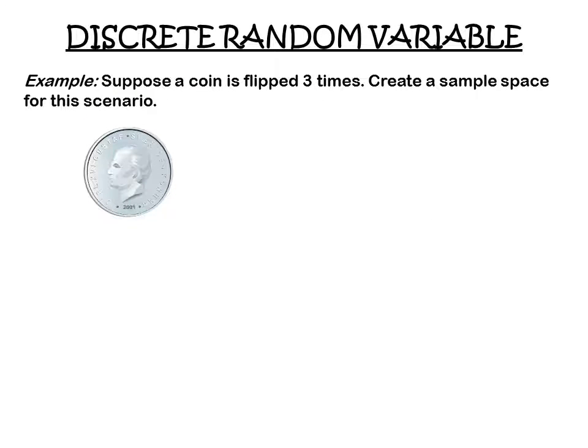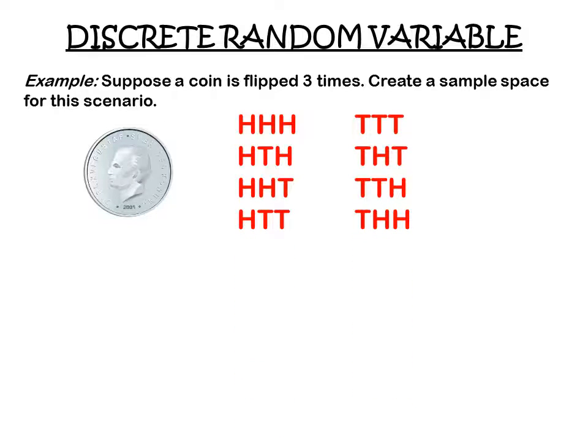So one of our favorite scenarios is flipping a coin. Suppose we flip a coin 3 times. Let's create the sample space for this scenario. Flipping a coin 3 times would result in 8 possible outcomes.